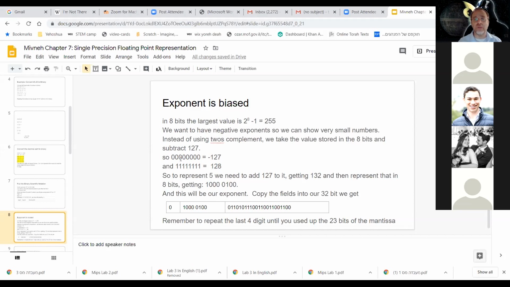But 0 would actually be 0 minus 127, so it would be equal to negative 127. That's just the way they chose to do it. Doesn't really matter why. Okay?